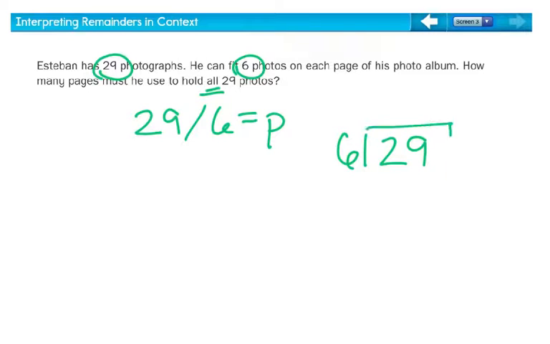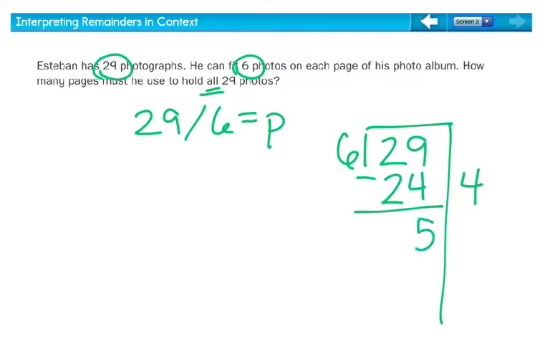29 divided by 6, just look at it as a basic fact. How many 6s are there in 29? Well, there are 4. 6 times 4 is 24, with the remainder 5. So the answer, without thinking a whole lot about the remainder, would be 4 remainder 5.